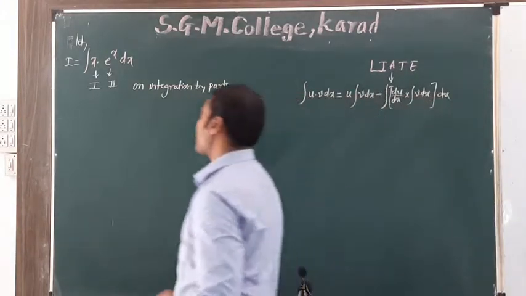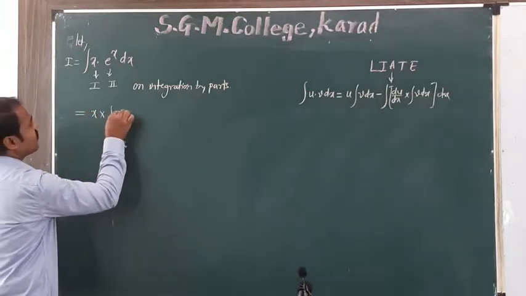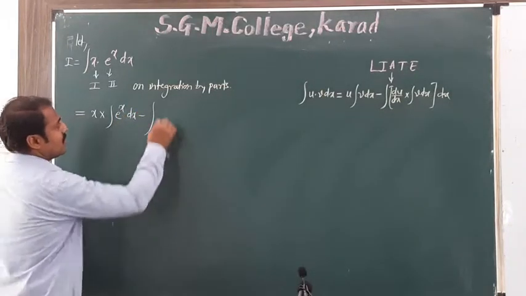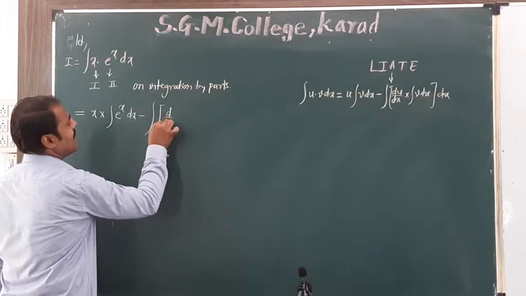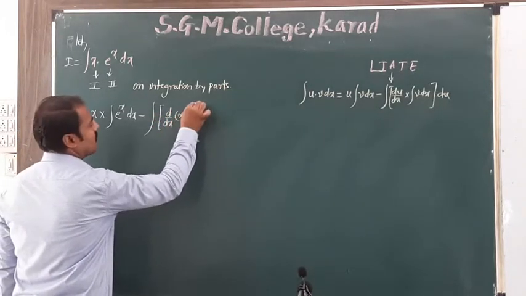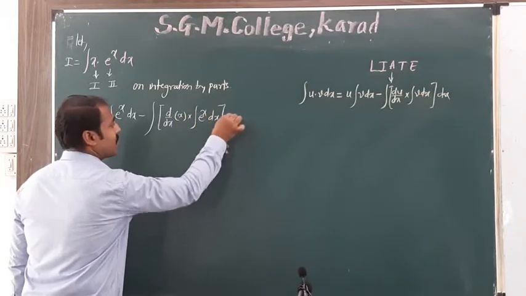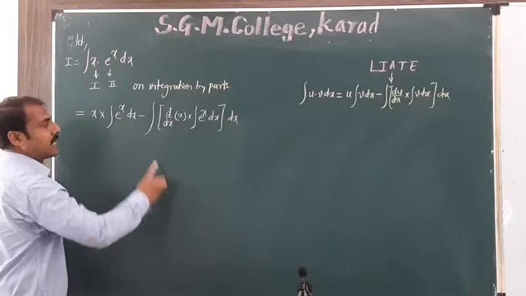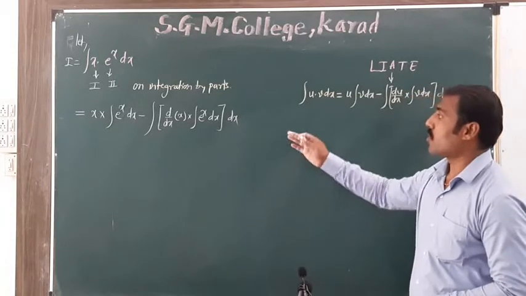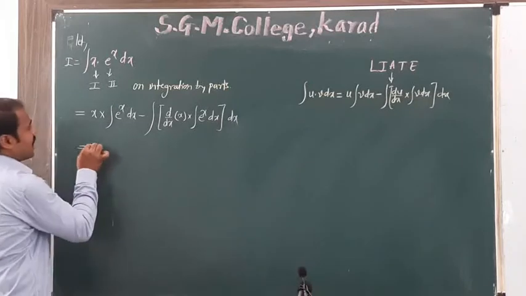Okay, here the first function is x, so put x as it is into integration of the second function, that is e raised to x, minus inside the integration derivative of first, that is d dx of x, into integration of second, that is e raised to x dx. Bracket complete, write dx again for that integration.